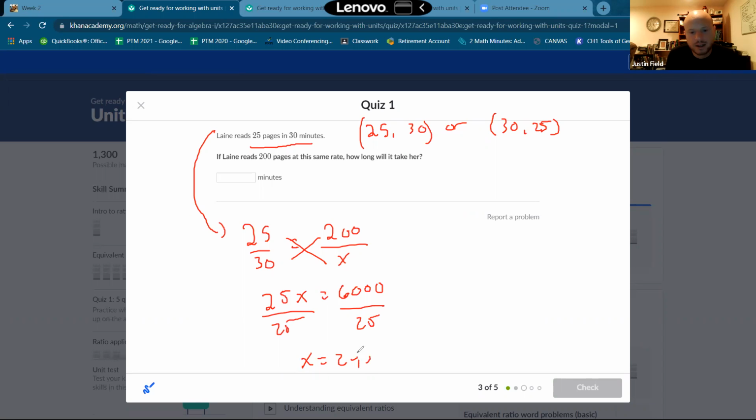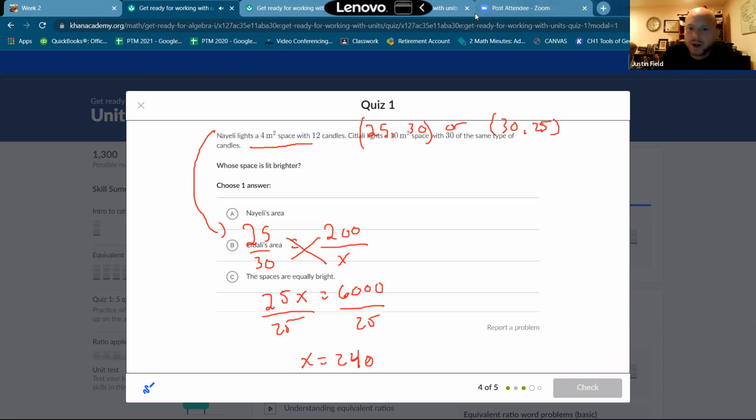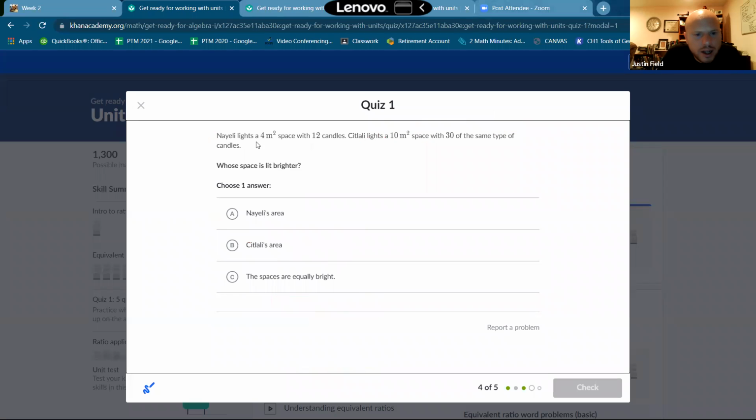All right, 240. Whenever you have a fraction equal to a fraction, cross multiplying is a great strategy. It's the one I use. All right, Nayeli lights a 4 meter squared space with 12 candles.